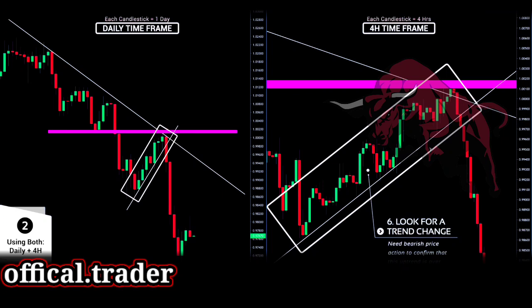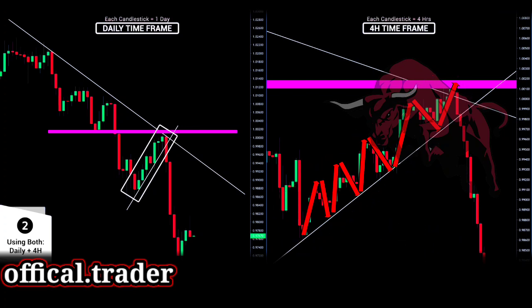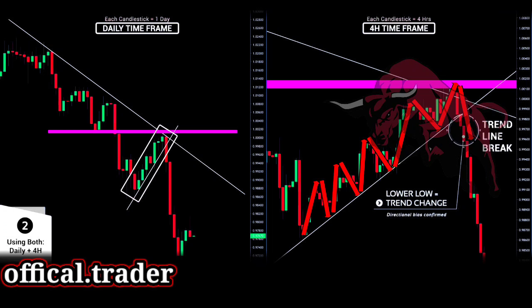You have a run, a pullback, a run, a pullback, a run. This is your clear uptrend because price is making higher highs and higher lows. So here it is. Price then broke the short-term trend line, which is your bearish signal number 1, and then makes a lower low, your bearish signal number 2. You now have bearish price action that entered the market, confirming that the short-term uptrend is over and that the longer-term downtrend can continue.